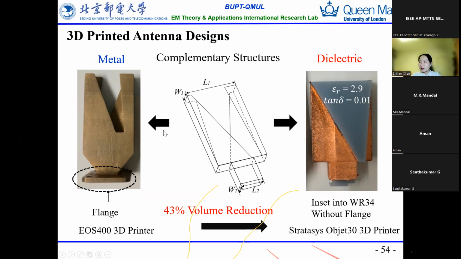And for this antenna, you can design a transition like here that can be inserted into the WR34 without the flange. So in this way, the flange is avoided and we achieve a 43% volume reduction.